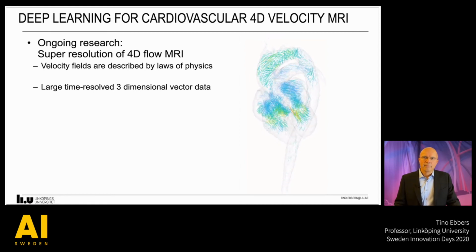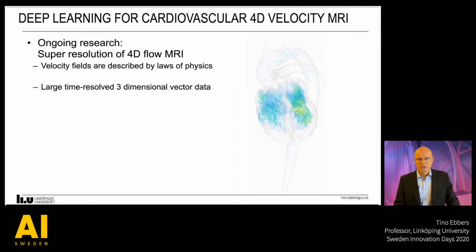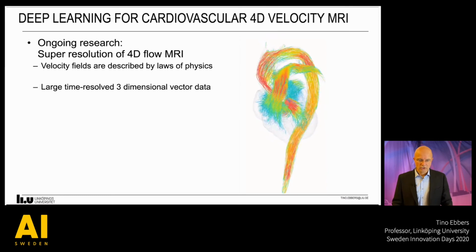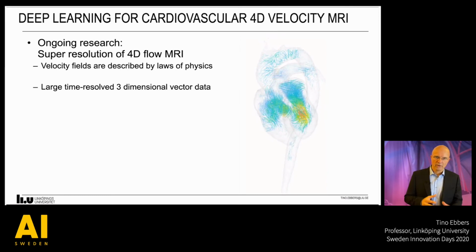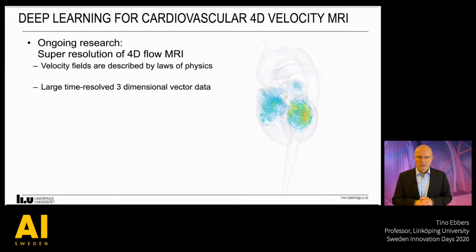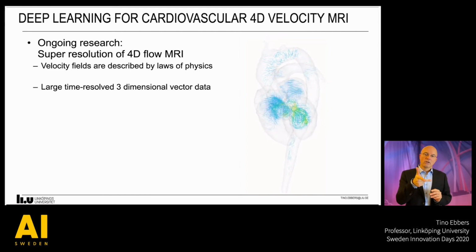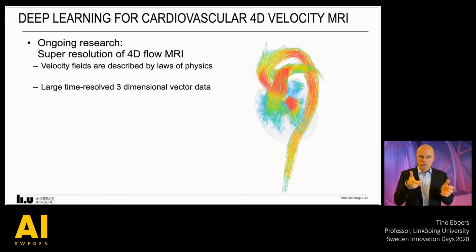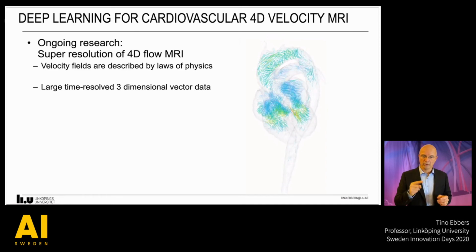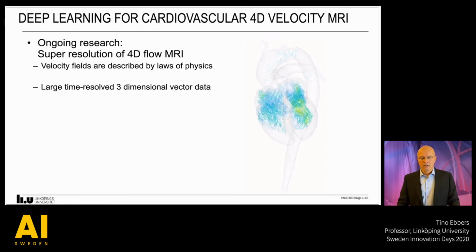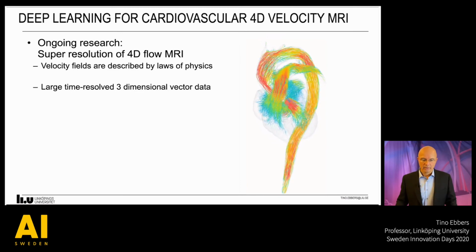Another challenge is that these data sets are really large. So we have not only 2D images, we have 3-dimensional images. We have them in 3 dimensions, but in every voxel we have a vector, so it has 3 components, or 1 component and a direction. And those we have over time.